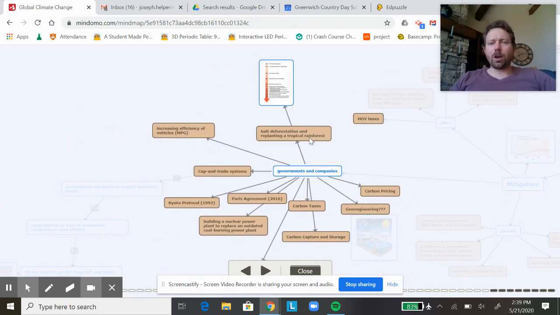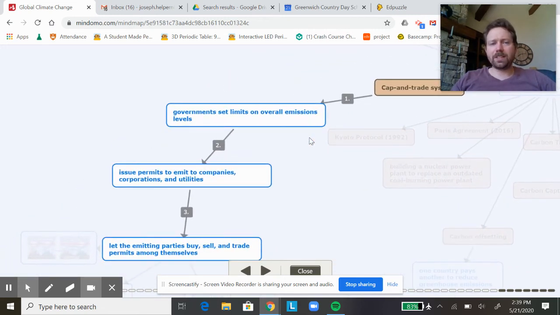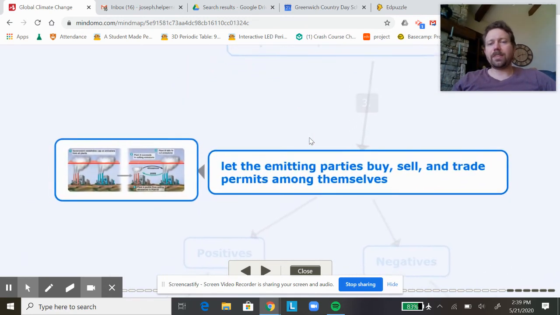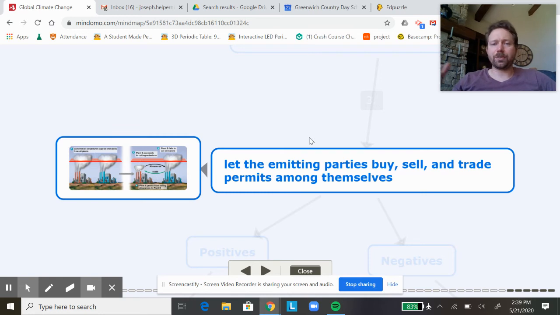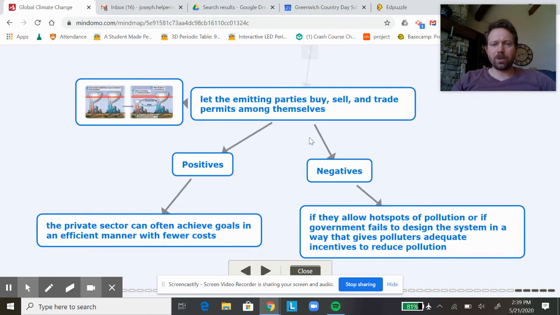Finally, governments and companies can do many different things. For example, cap and trade systems where governments set limits on overall emission levels, and then they issue permits to emit to companies, organizations, and utilities. And then they let the emitting parties buy and sell and trade these permits among themselves. But the idea is that we cap it, and so ultimately it will reduce the amount.